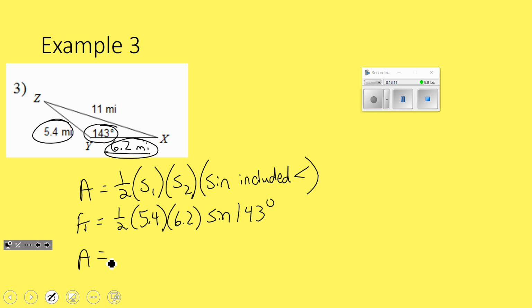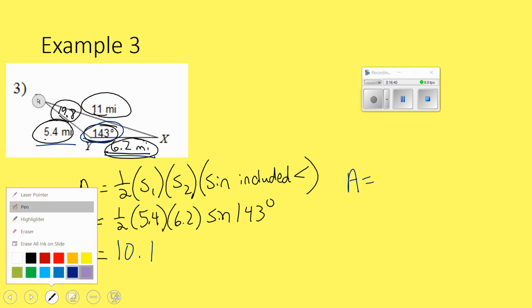It's 10.2. Ooh! I'm so excited. Okay. So let me explain really quickly what we're doing. All right. So option 1, we used these two sides and this included angle, and we came out with 10.1. Okay. Option 2, we used the same formula, but now I'm going to do it in a different color. Let me do it in purple.